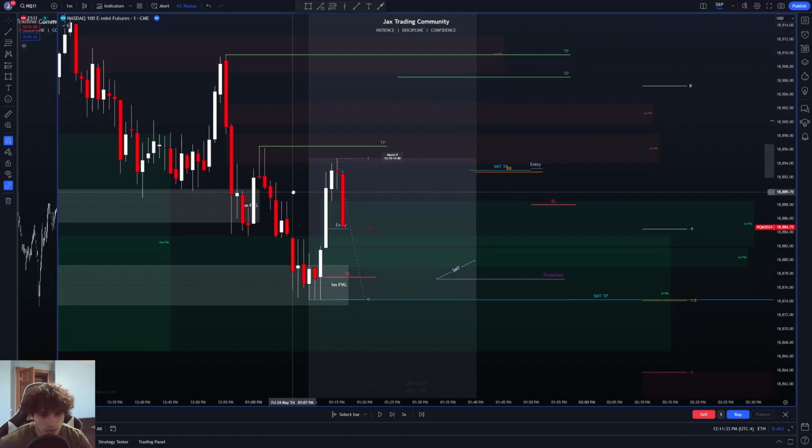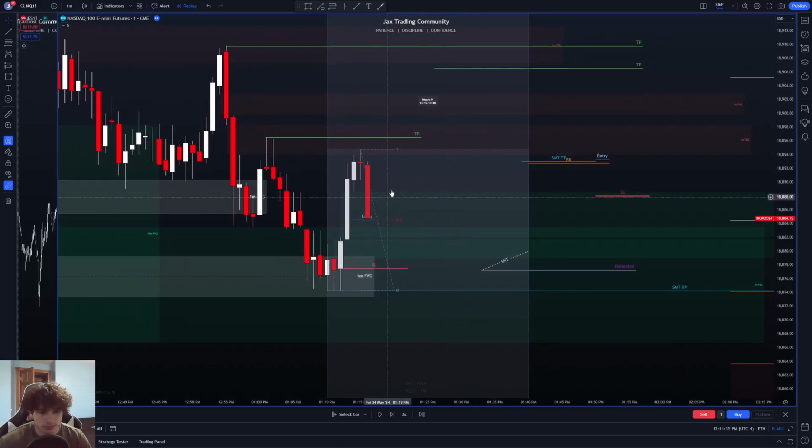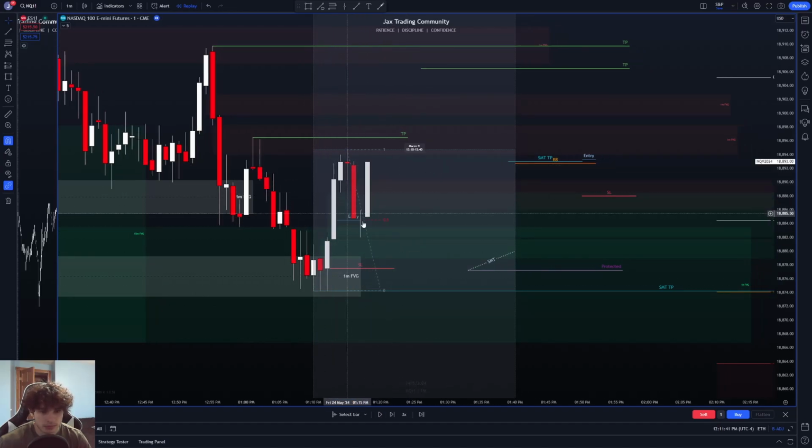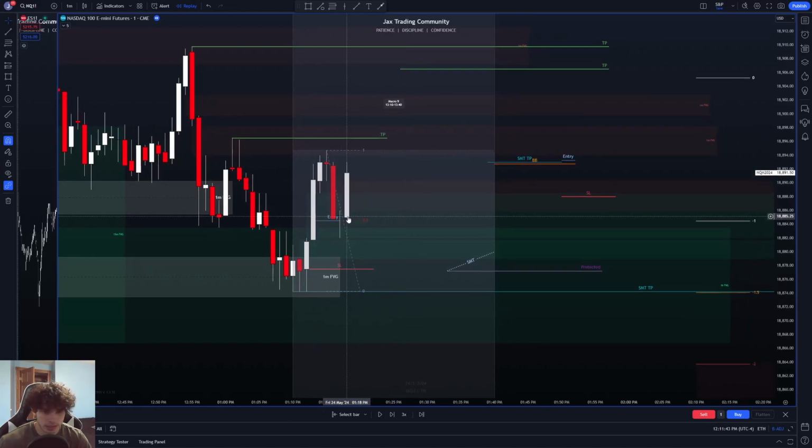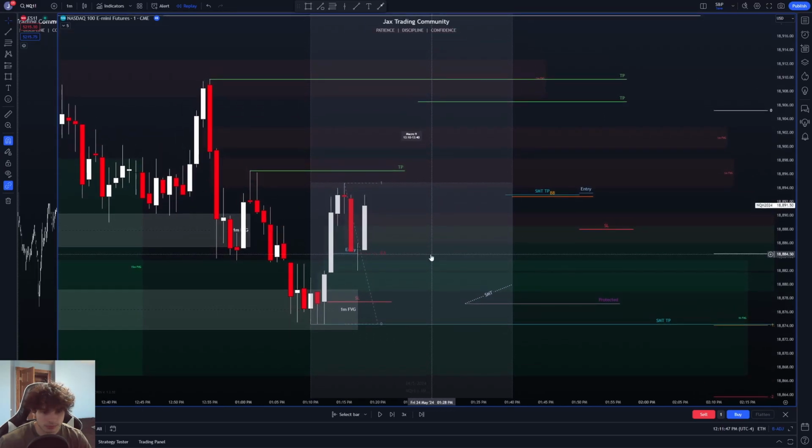So, a possible entry could be at the discount of this move because it's a big fair value gap. We tap into here, and here's 50% of the range. So you can put an entry right here, put your stop maybe right here. This would be a pretty good stop. Let's see what the stop would be.